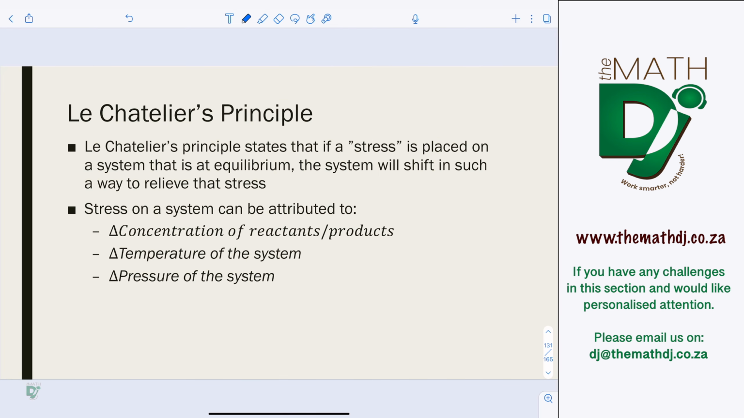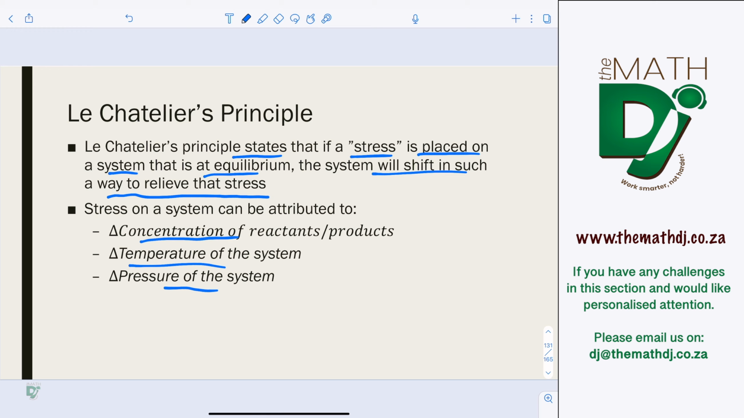So, Le Chatelier's principle. Le Chatelier's principle states that if a stress is placed on a system that is at equilibrium, the system will shift in such a way to relieve that stress. Stress on a system can be attributed to the concentration of reactants or products, the temperature of the system, or the pressure of the system.